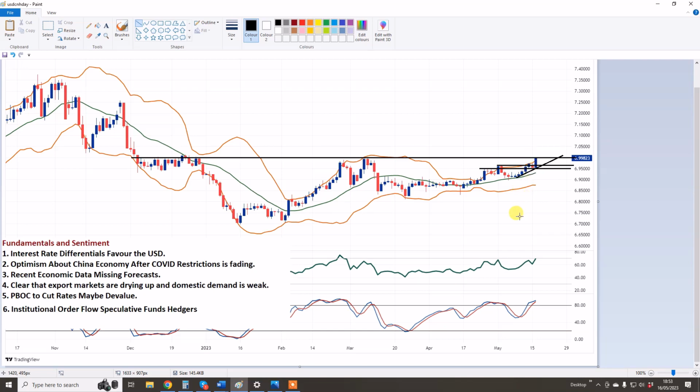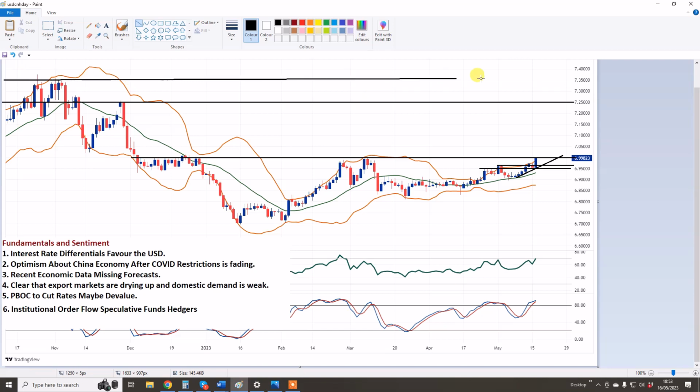Where could we go to on the upside? I think 725 is on the cards, and maybe even 735. Now, when the dollar was up here, it was looking bad for the yuan. I think the situation, the fundamentals, are even worse for the yuan now. So I don't see why we can't go back up to these levels.